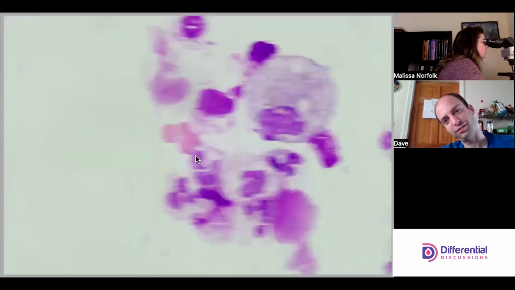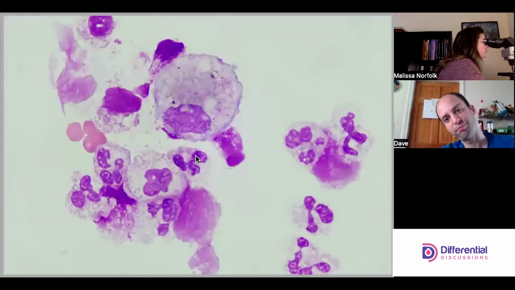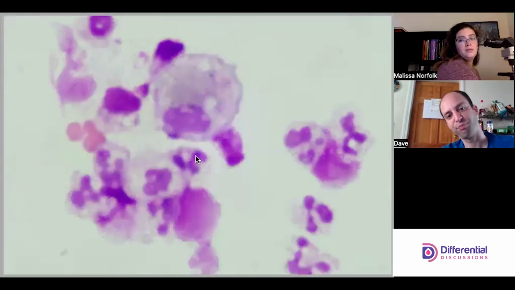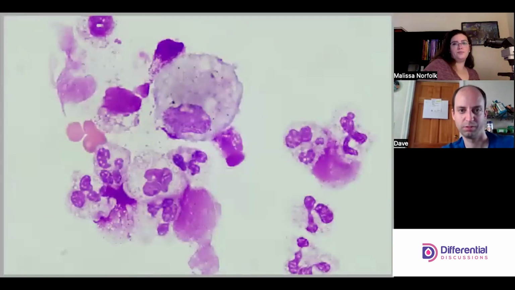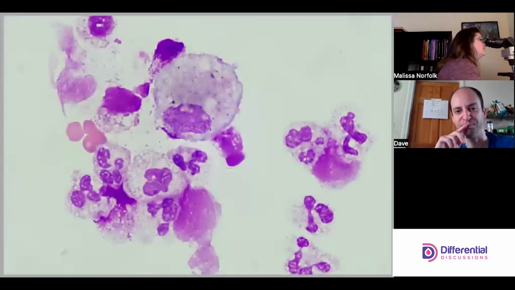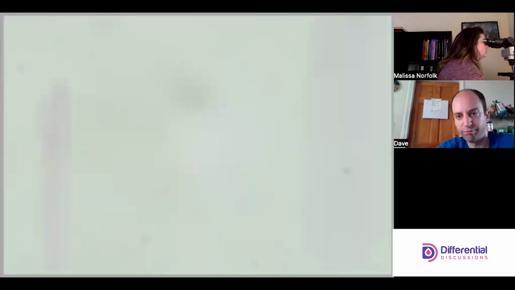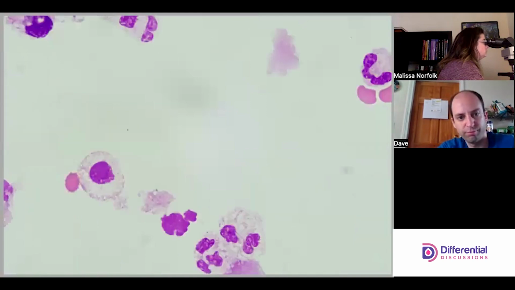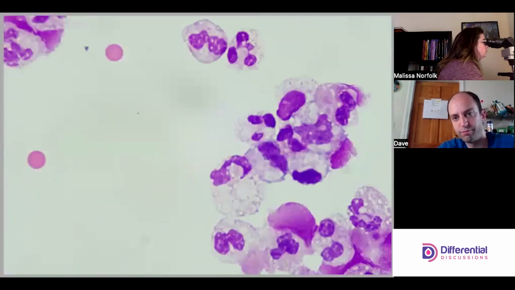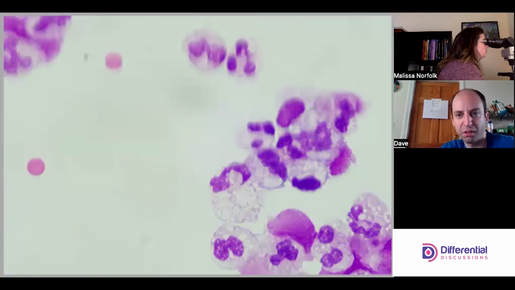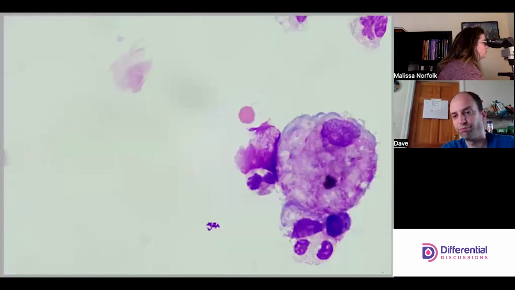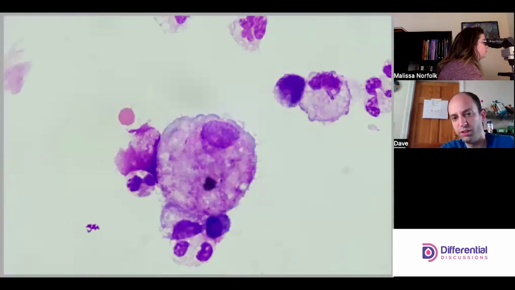A nice spready guy here. Awesome macrophage. There we go. It almost looks like there was a basophil here. It's possible. I'm definitely impressed with how clean the slide is. Ooh, this is a big boy.